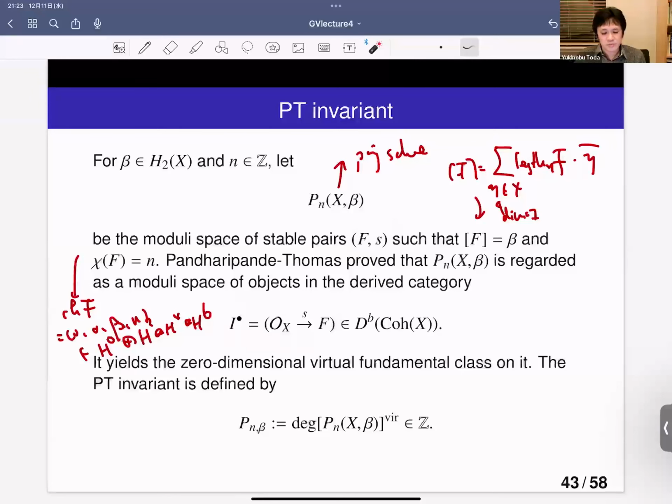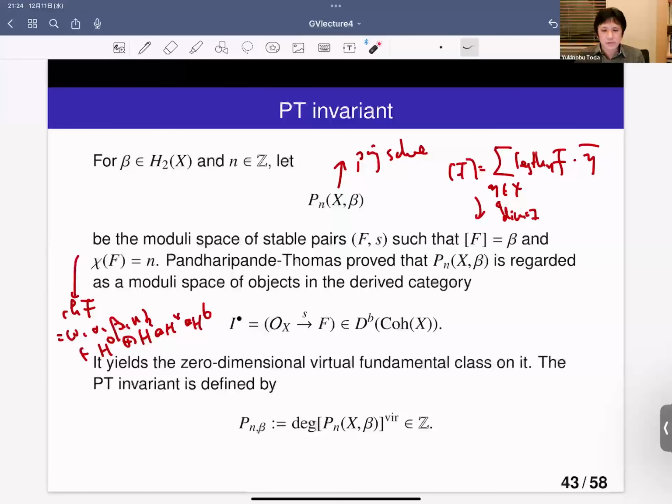So this says that if you consider some small deformation of this two-term complex in the derived category, then this small deformation is again of this form. That is, there's a natural map from P_n(X, beta) to the moduli space of objects in here, and this is an open immersion. And this open subscheme of the moduli space of objects is regarded as the moduli space of stable objects in the derived category.